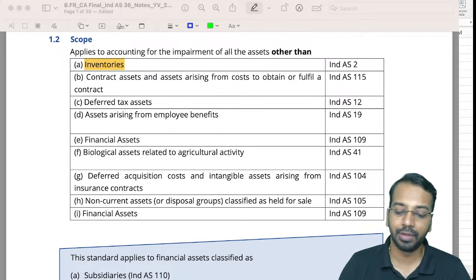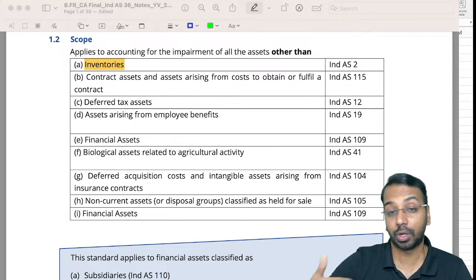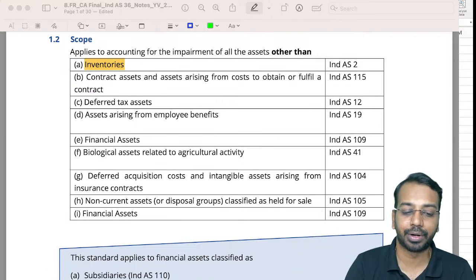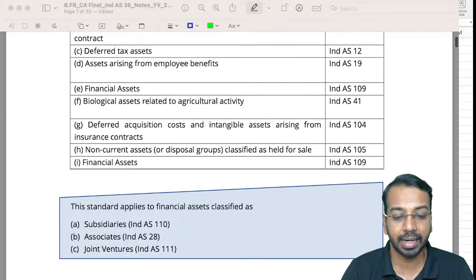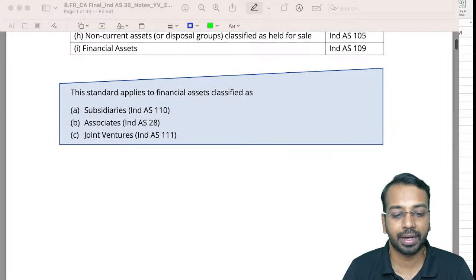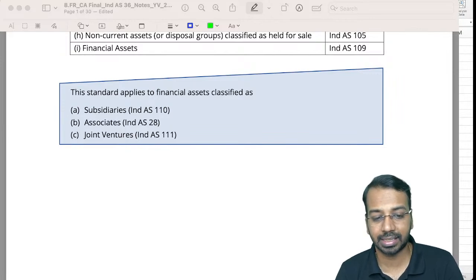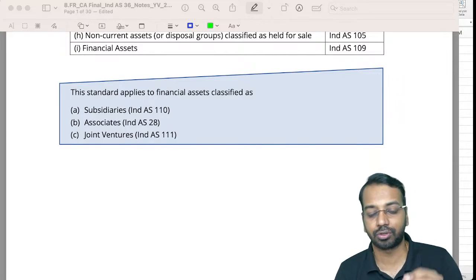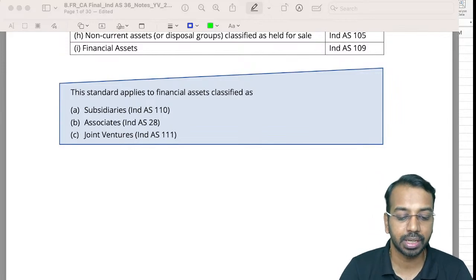There also we will use the amount that we will get, fair value less cost to dispose and all of that. That part will be covered under Ind AS 105, and the standard applies to... So it doesn't apply to all of those. It applies to financial assets classified as subsidiaries, associates, joint venture. So if you have classified a financial asset as subsidiary or associate or joint venture, then you need to apply the requirement of this particular standard.